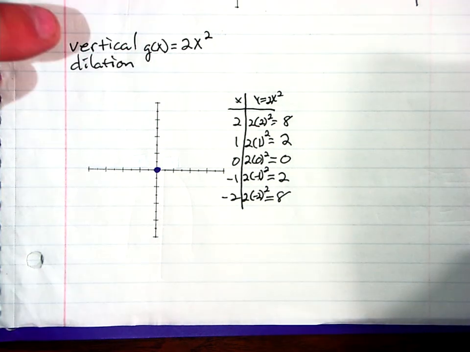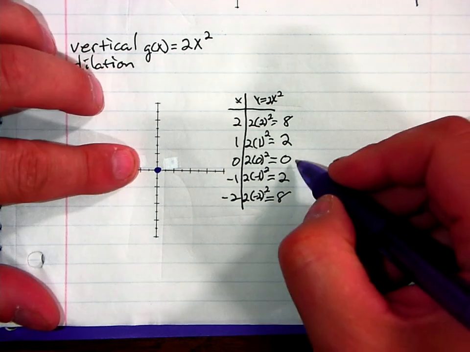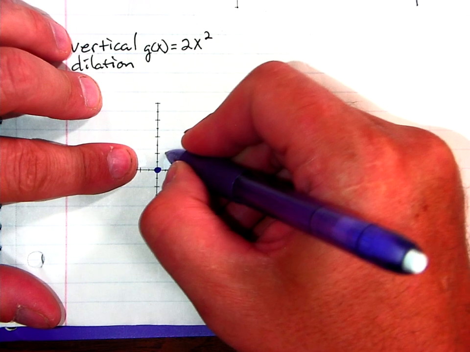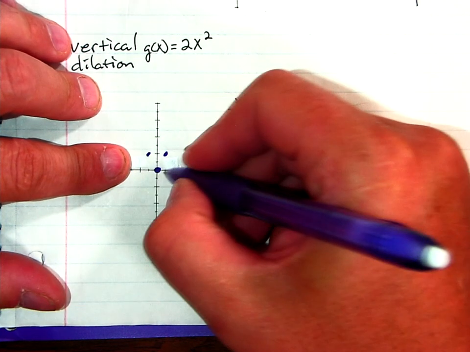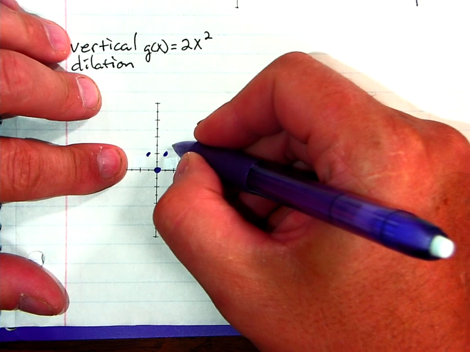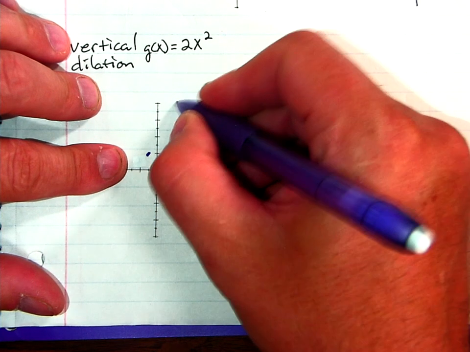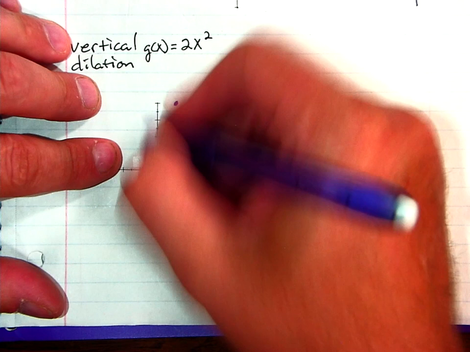So let's go back 30 seconds in time. There's 0, 0. Let's go over 1, up 2. Over 1, up 2. Over 2, up 8. 1, 2, 3, 4, 5, 6, 7, 8. Over 2, up 8.